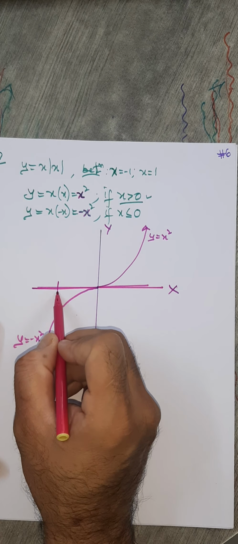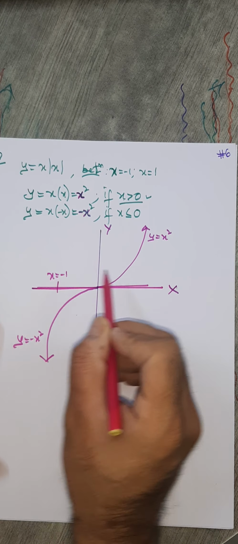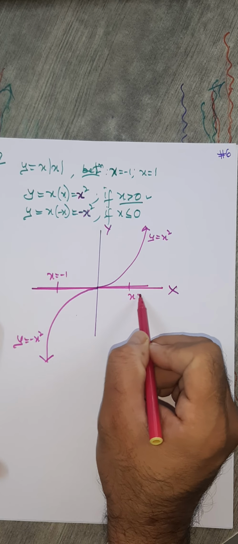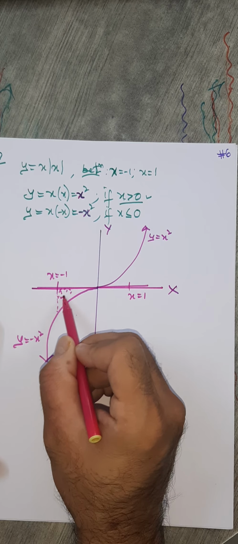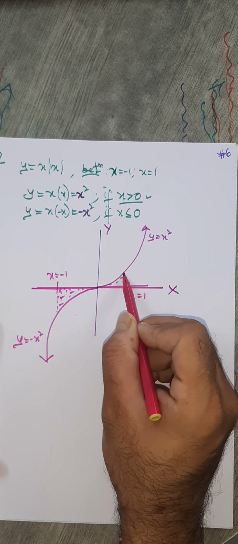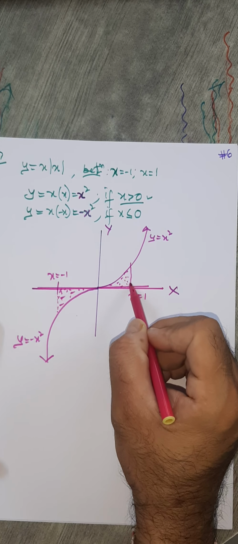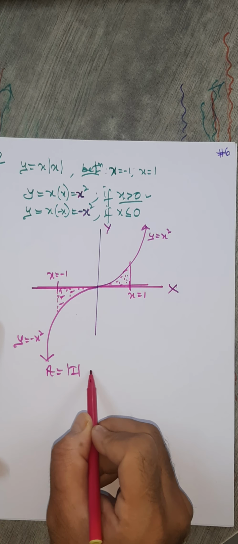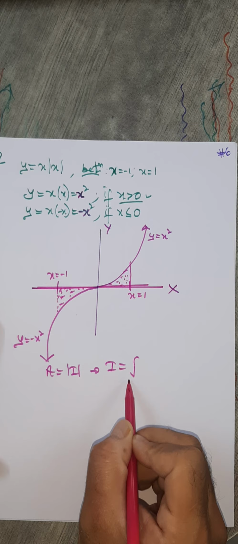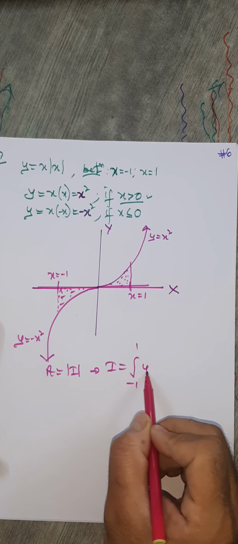Fine. From where to where? From x equals minus 1 to x equals 1. So it's like the previous question only, remember. So either this portion or this portion, remember. So what is the area? That's modulus of I, where I is given by, from where to where? Minus 1 to 1 y dx.